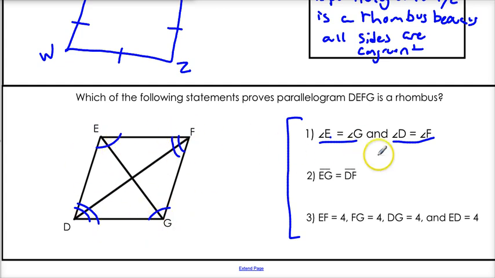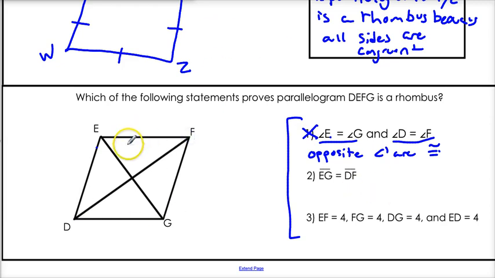So the property that you see right here is that opposite angles are congruent. Now, is this a property that proves that it is a rhombus? No. Why? That's the property of a parallelogram, so we know this is a parallelogram, but this doesn't prove that it's a rhombus. I need a special property, one of the three special properties that we learned about. All right, so that's not correct.